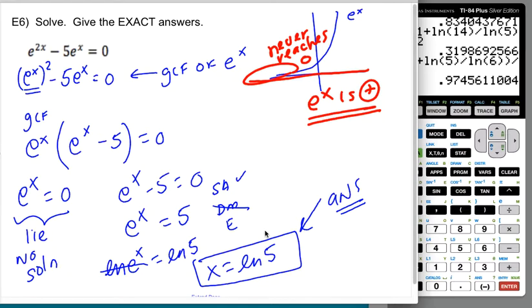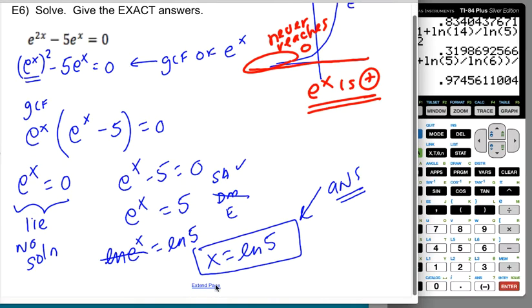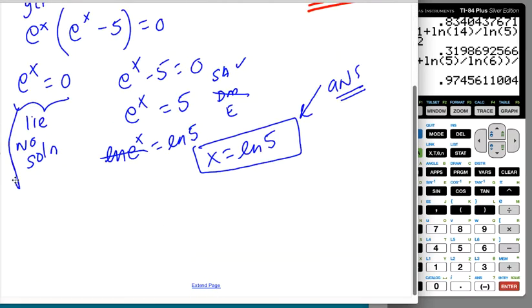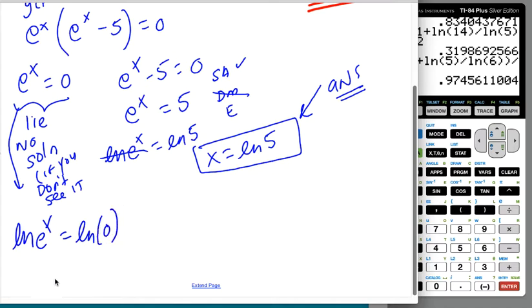All right, now there's another way to get there. Let's say you didn't spot this no solution thing that I said here. Let's say you didn't see it. The other way to get there is, if you don't see that, then you would have said, oh, natural log of e to the x equals natural log of 0. Wait, that means x is natural log of 0. But then your brain should be like, uh-oh, only positives inside logs.